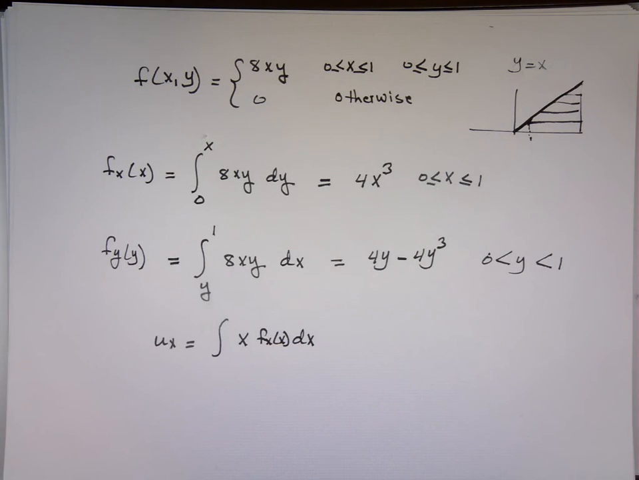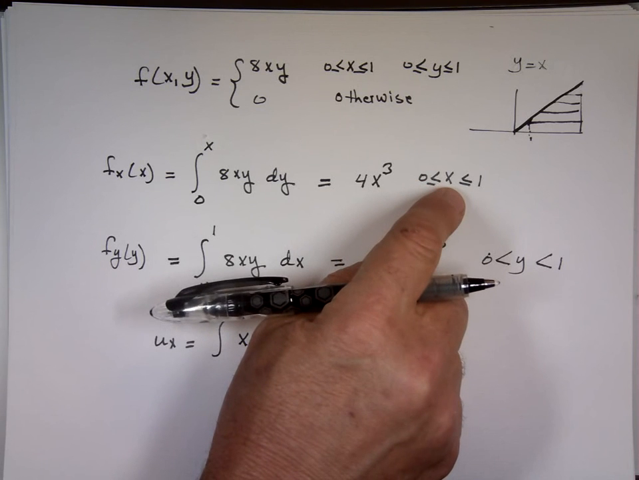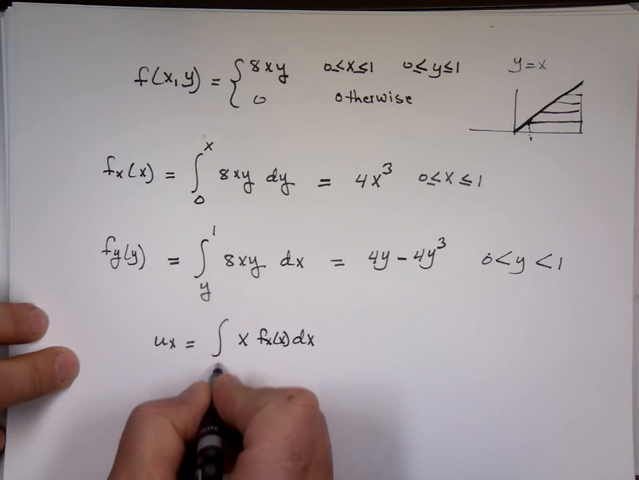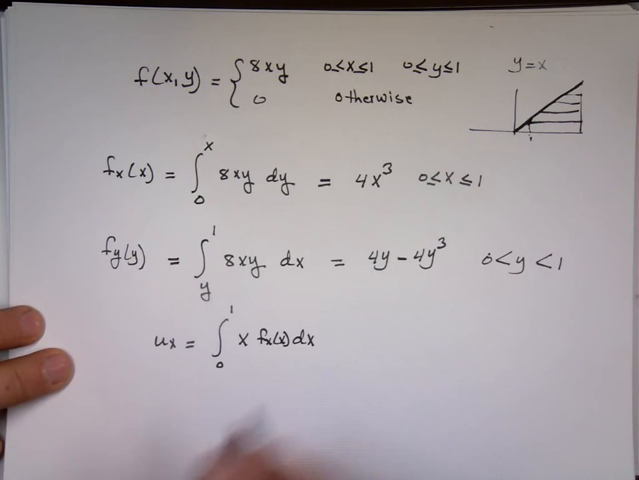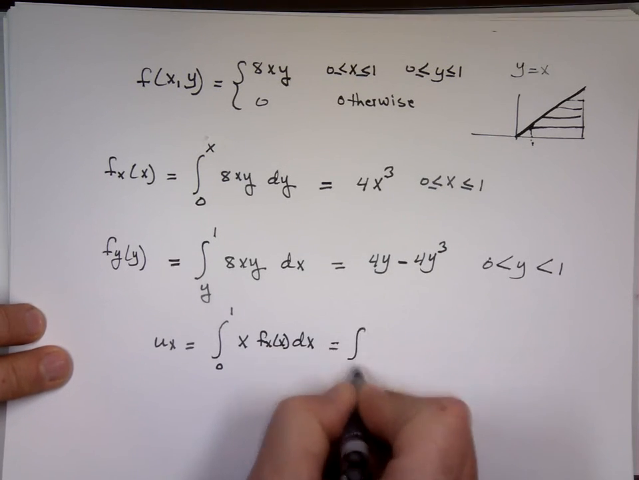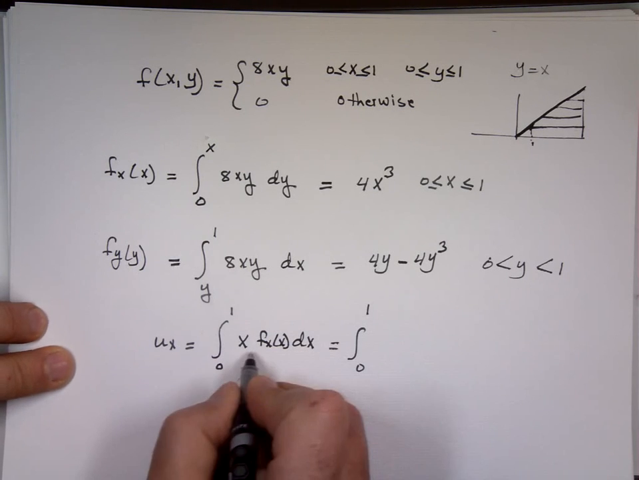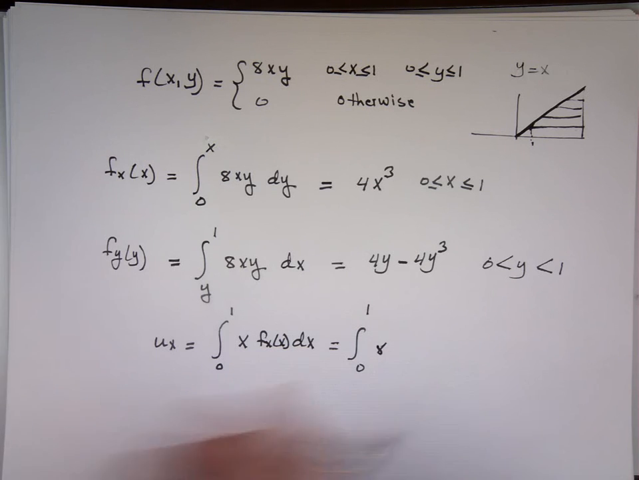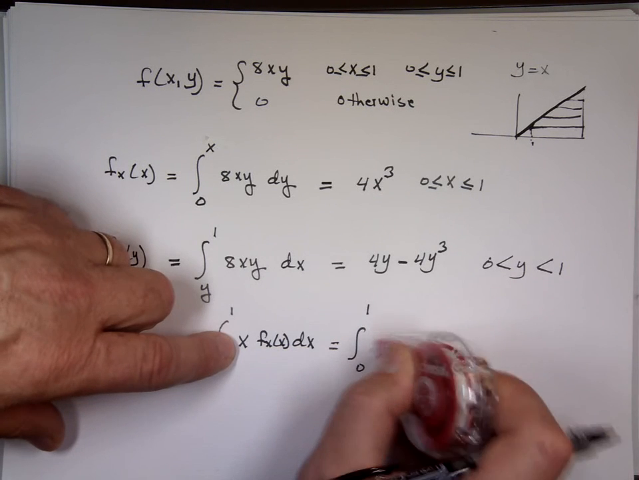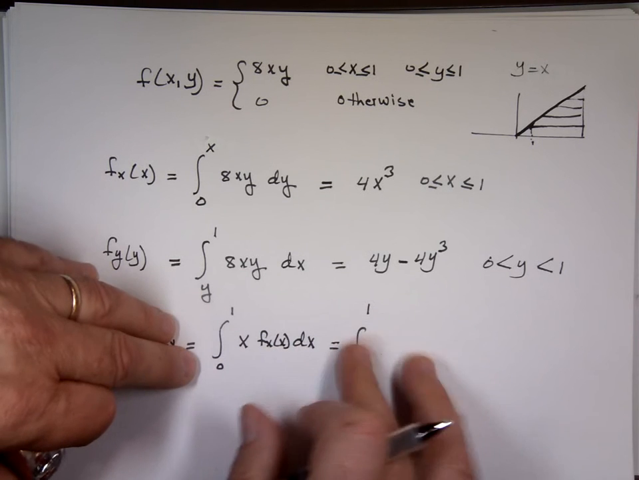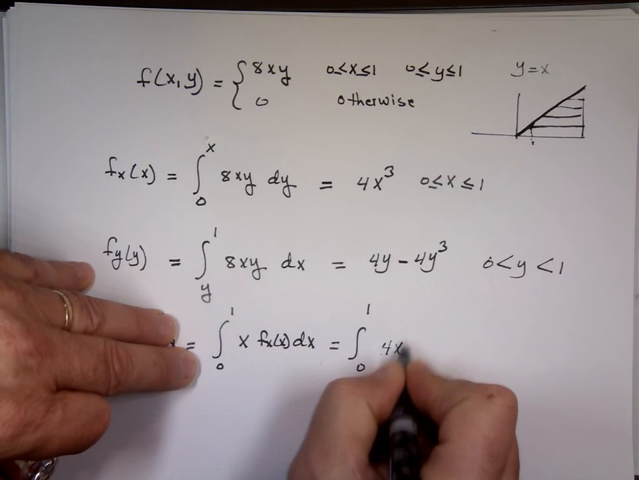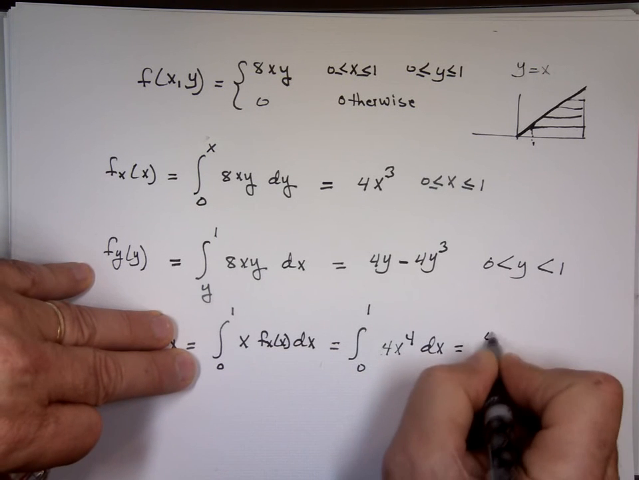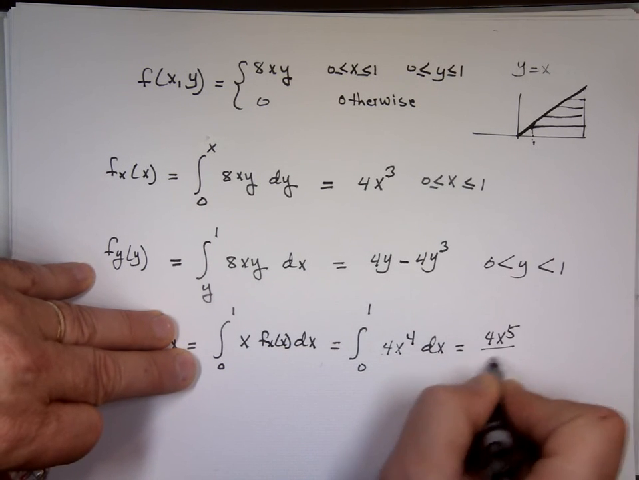And we're saying now, the way my restriction says, x is going from 0 to 1 for f of x. So that would be the integral from 0 to 1 of 4x cubed. When you multiply it by x, that would be 4x to the 4th. Integrating gives 4x to the 5th divided by 5. When x is 1, that's 4 over 5.